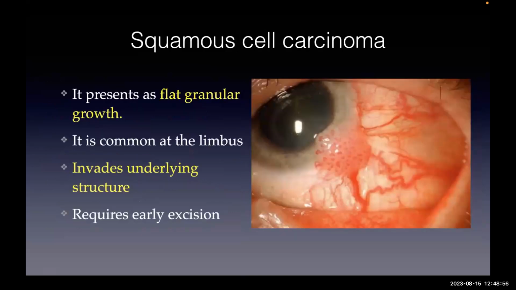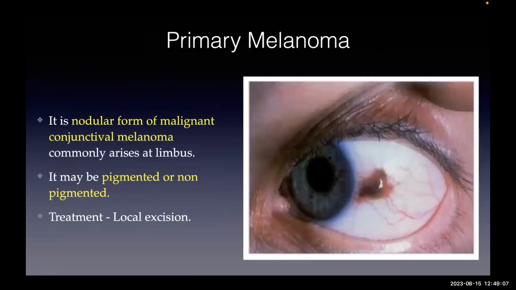Next is squamous cell carcinoma. It is a flat granular growth. It is common at limbus, and it usually invades the underlying structure. It requires early excision. Next is primary melanoma. It is nodular form of malignant conjunctival melanoma, commonly arise at limbus. It may be pigmented or non-pigmented.